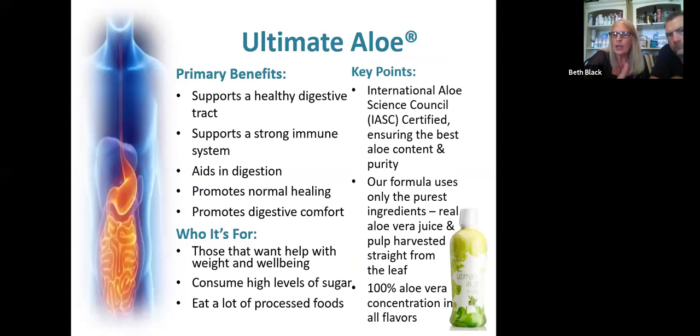I saw that, I think it was Yolanda, came to the party today with aloe juice. I congratulate you for bringing that, because aloe is also good for a healthy digestive tract. But look here, it supports a strong immune system. This is 100% aloe vera concentrate, and it comes in all different flavors. It comes in natural if you're an earthy person like we are. I prefer earthy. If you don't, it comes in a delicious strawberry kiwi, cranberry apple, or pomegranate flavor.